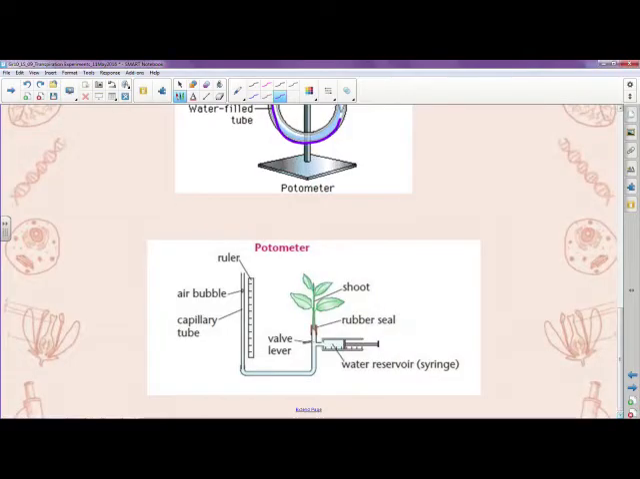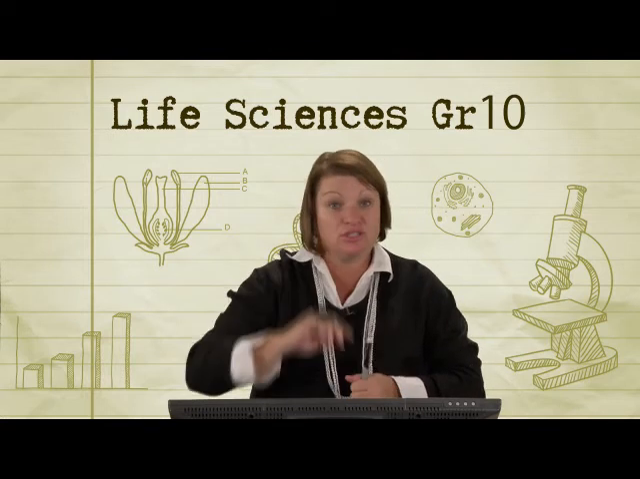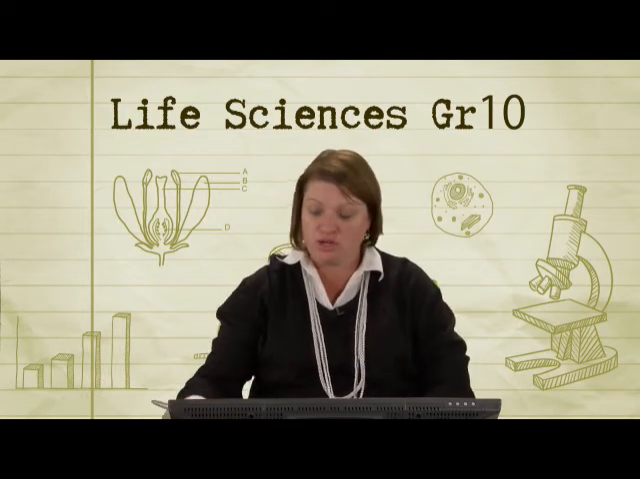Here's another one. What is your key again? There's your ruler, because we need to measure. And how am I going to see it? There is my air bubble. So all three of these diagrams are potometers. And you will notice they all have something in common. There's a place for my shoot. They're all filled with water, no matter what. So continuous flow of water. And somewhere, there is something that can measure my little air bubble to see how it's going to travel.